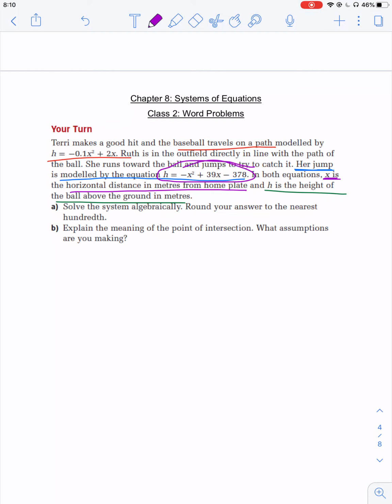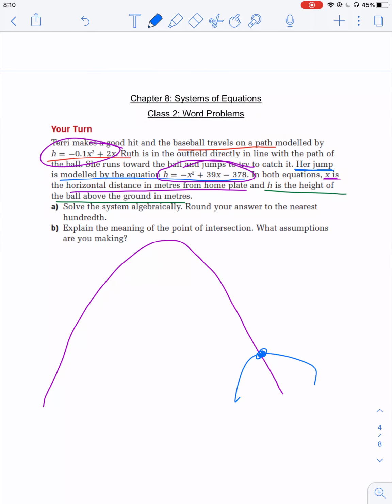If you model this, you could draw it in your graphing calculator to see what it will look like. I'm assuming that the ball will go up and then come down, and this person is probably jumping somewhere over here, and then this is the point of intersection, so this is where she's going to catch the ball. So this is probably what the two functions will look like. Let's solve for this algebraically.